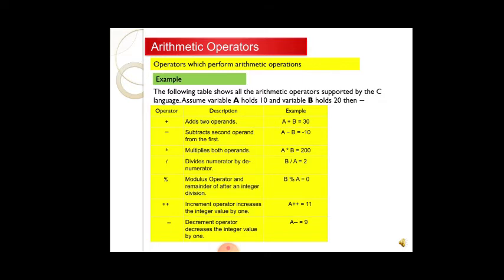First, adding two operands: A plus B is equal to 30. Then subtract the second operand from the first: A minus B is equal to minus 10. Multiplies both operands: A star B is equal to 200. Then divide: B by A is equal to 2. Then modulus: B mod A is equal to 0. Increment operator, that is plus plus: A plus plus is 11.